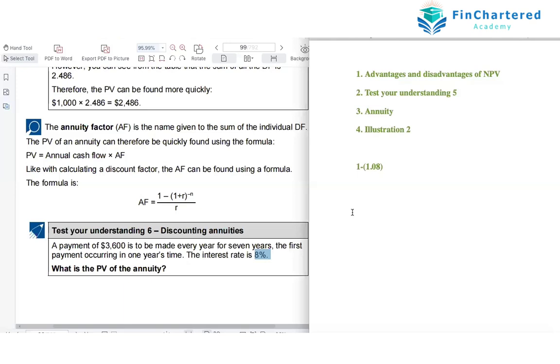Again, I'm not able to do it here, but raised to minus n. N is how many years? 7 years. Divided by R. R is again 0.08. Now all you have to do is throw all of this into your calculator, right? And get the answer. So just try it.